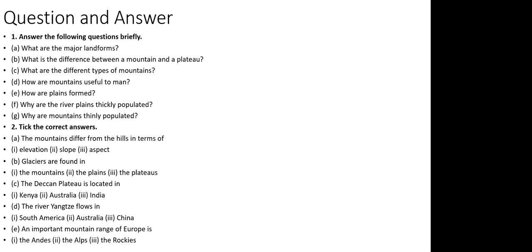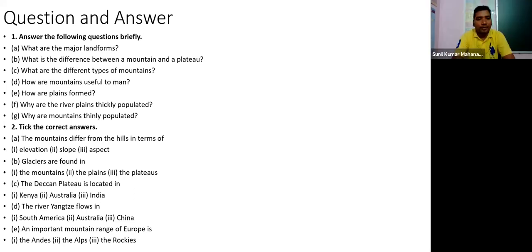Why are the river plains thickly populated? Very nice. Because the river plains are fertile. They are thickly populated due to the fertile lands, water can easily be found, and there is a very suitable climatic condition also. The main purpose is fertile land and water facility, for irrigation.